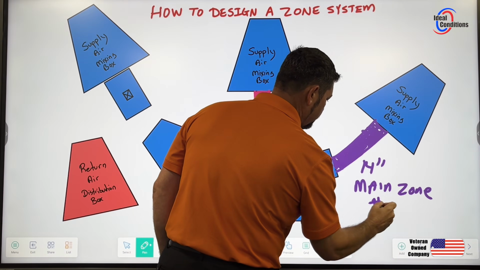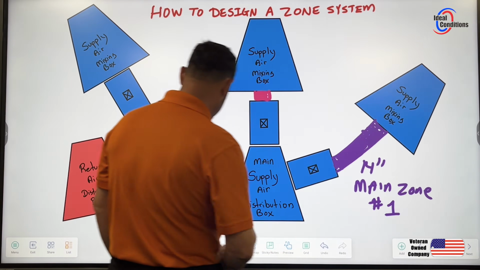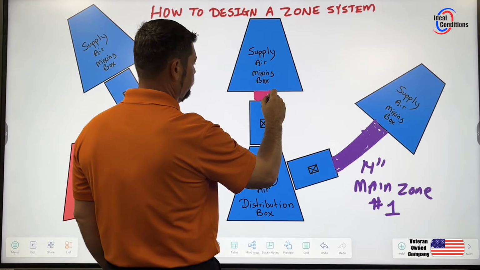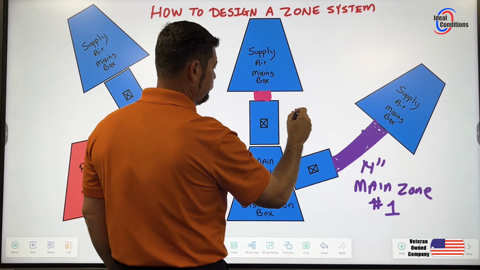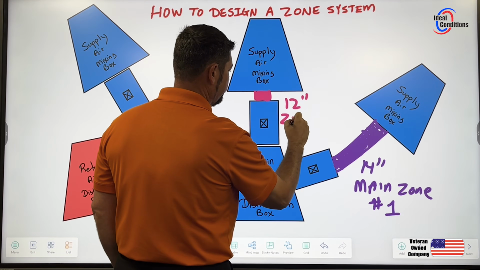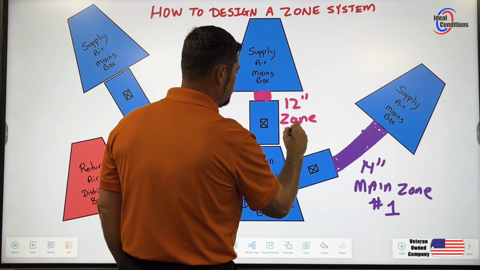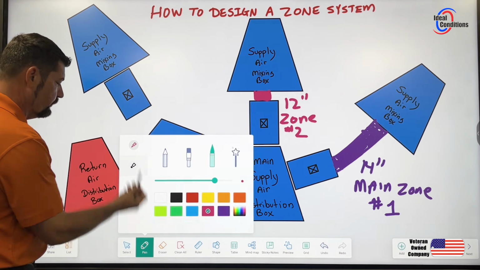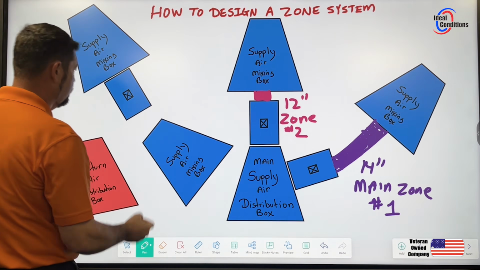And that was zone 1. And then we had the next zone here, which was a 12-inch, and that was zone number 2. The one over here, we used the color orange.